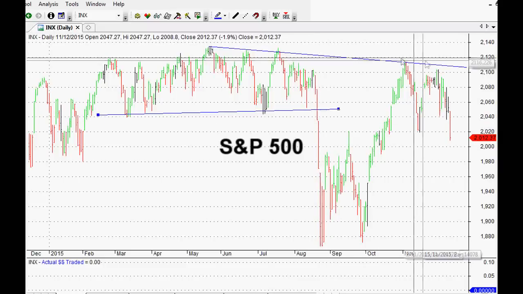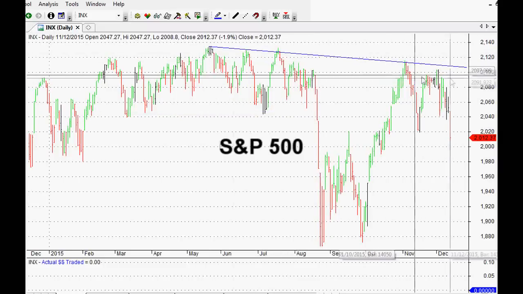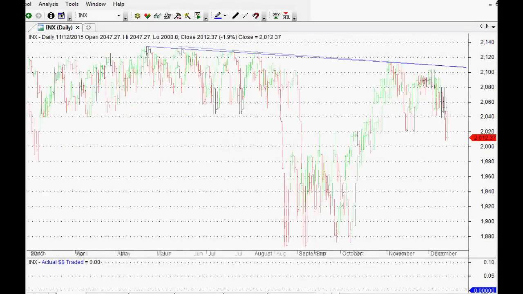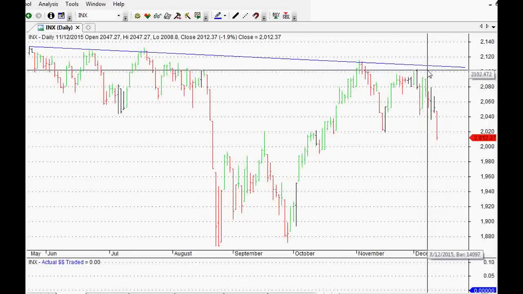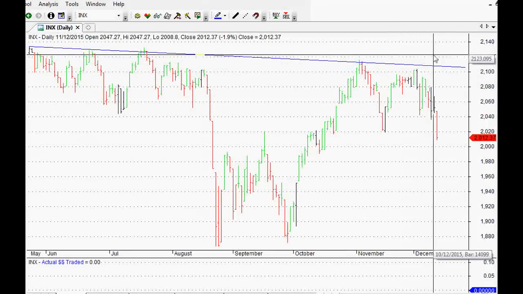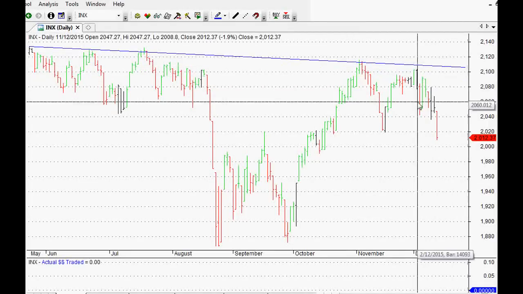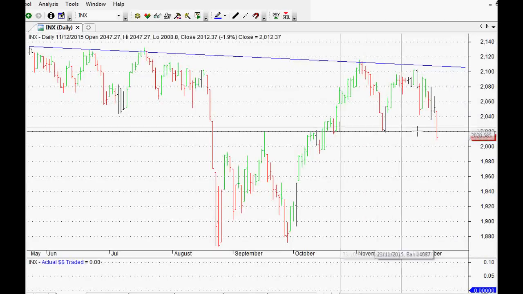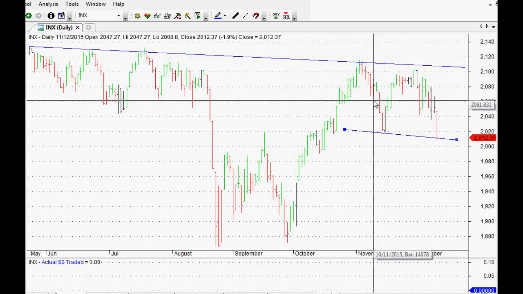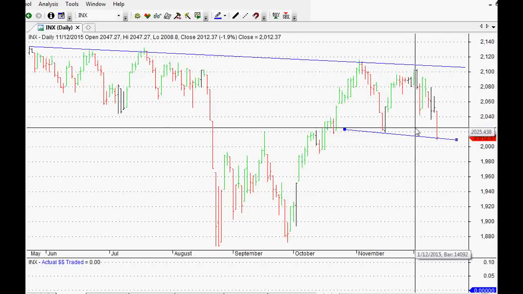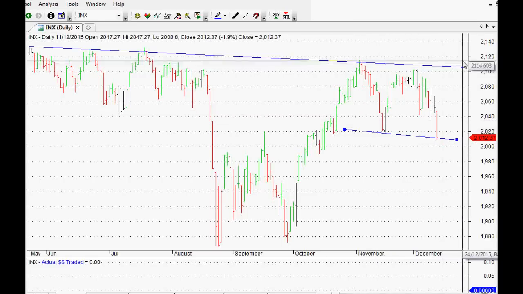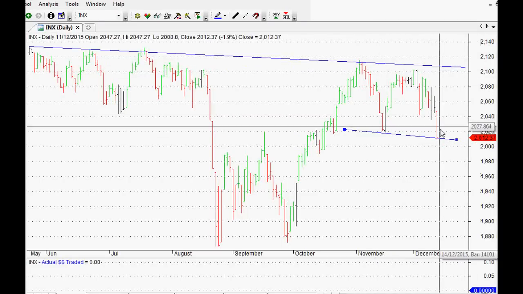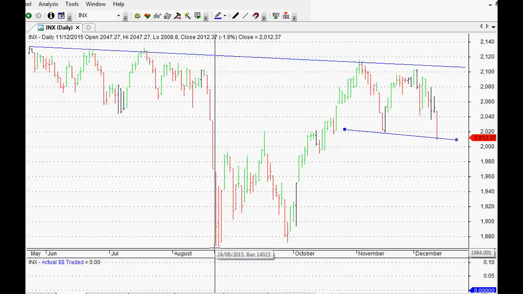Very simple stuff. Last week we were talking about this resistance, plain to see, at the 2100 level. It had to break above there in order for the uptrend to continue. That did not happen. So what we're left with is two peaks, two troughs. That's your classic continuation pattern, but only if it breaks out to the upside, and at this stage it does not look like it's going to.